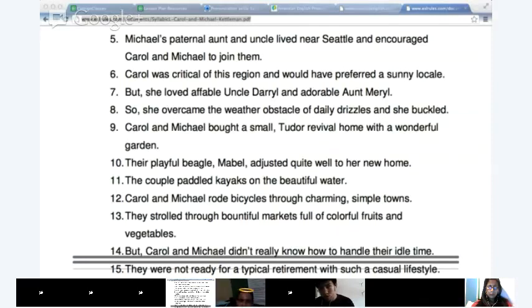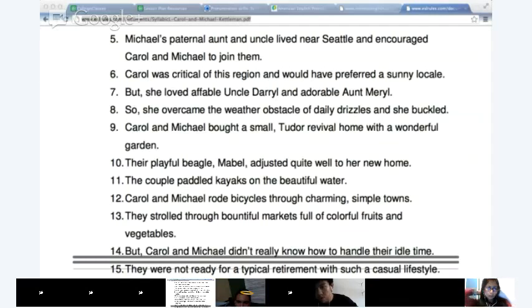Okay. Is the number 8? Number 8. So she overcame the weather obstacle of daily drizzles and she buckled. Okay. Drizzles. All right. Then the next one here. Carol and Michael bought a small Tudor Revival home with a wonderful garden.